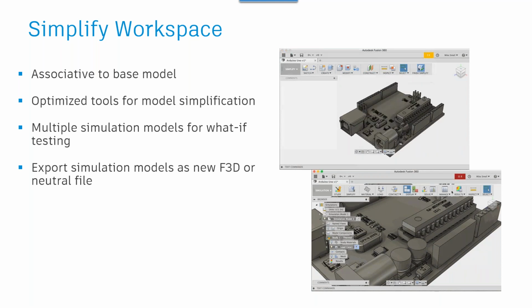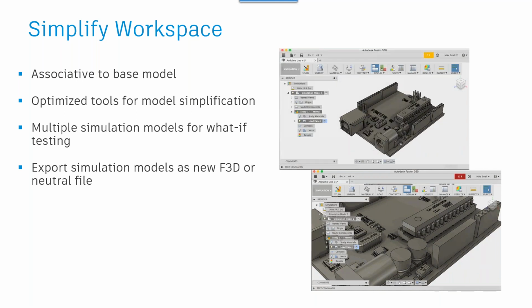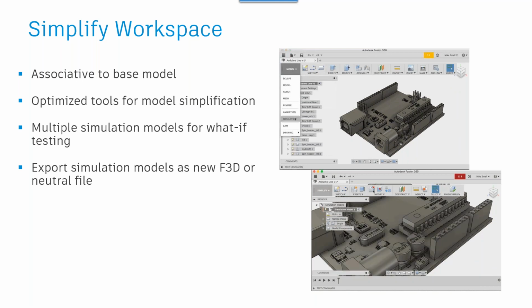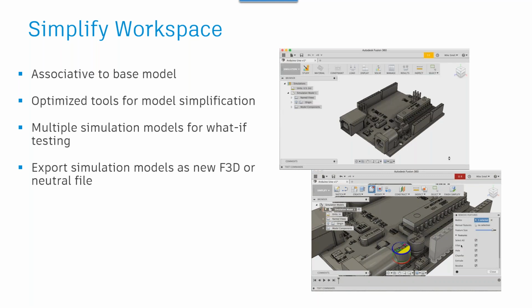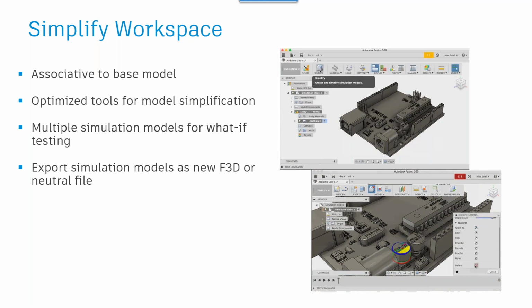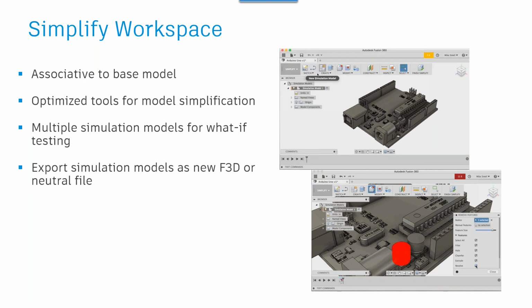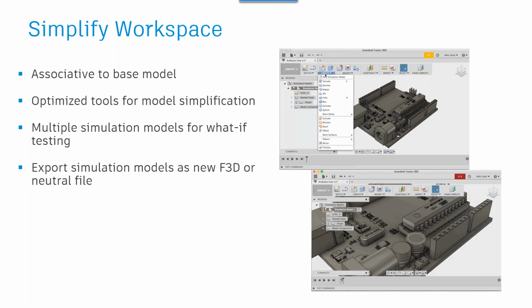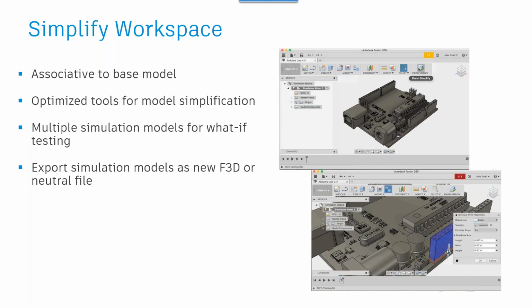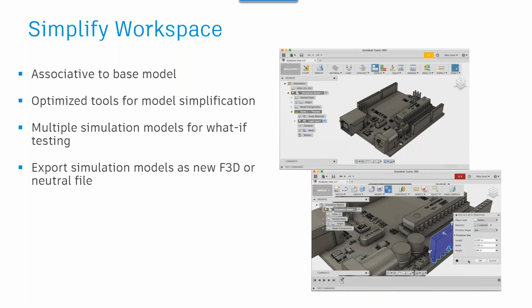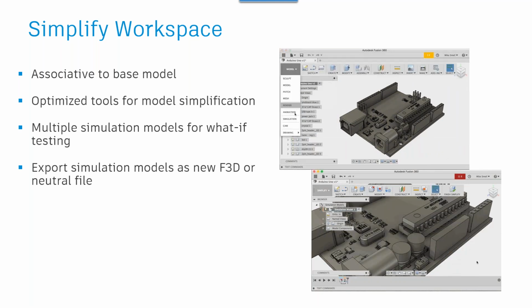So the Simplify workspace helps you reduce the amount of computation that would be required. If you remove certain small features, it will simplify your mesh. It will not mesh your part too fine, because if the mesh is too fine, it takes a lot of time to compute. So it really helps with defeaturing your model, and with the simulation workspace, you also have the ability to create a separate simulation model itself.